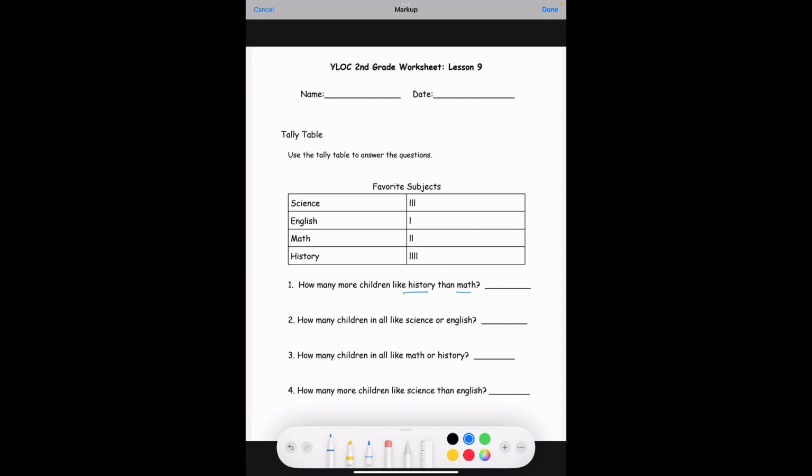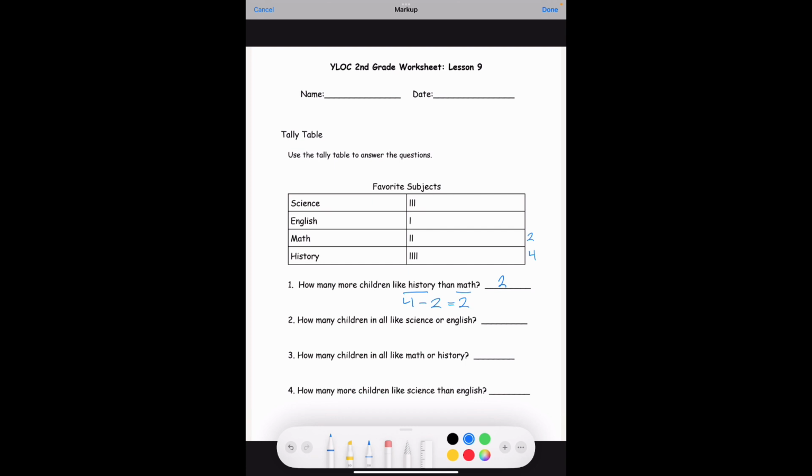So let's look at history and math. History at the bottom, there's 4 lines, so that means 4 people like history. And math is right on top. There's 2 lines, so that means 2 people like math. And how many more children like history? So to find that, we're going to do 4 minus 2, which equals 2. So 2 more people like history than math.